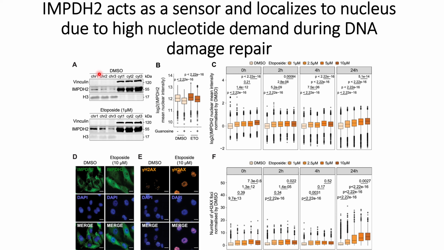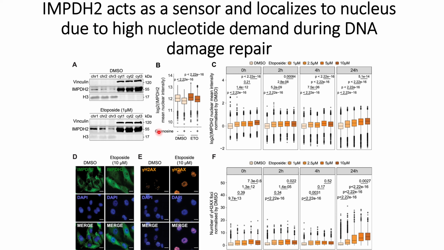Now they have made a hypothesis that there is an increase in IMPDH2 because of the DNA damage repair. In order to link these two, they hypothesized that IMPDH2 will move towards the nucleus because a high nucleotide demand occurs in the nucleus. To validate this hypothesis, they artificially supplied nucleotide during DNA damage repair, and this might slow down the IMPDH2 localization into the nucleus. So this panel B reflects the same results.